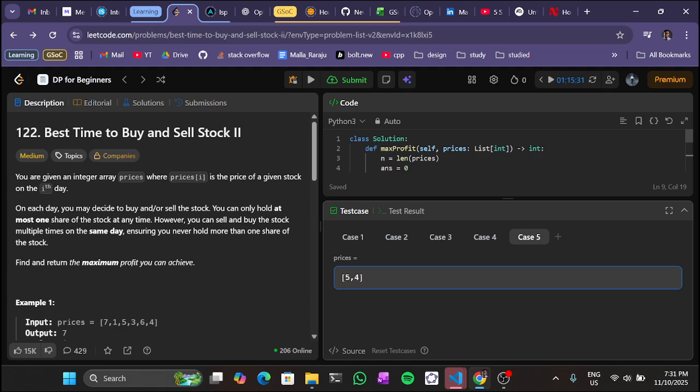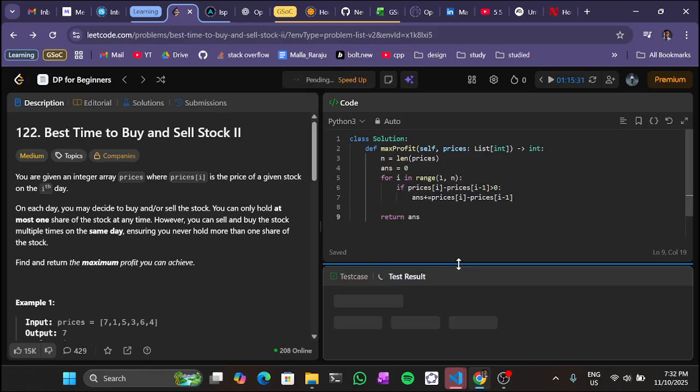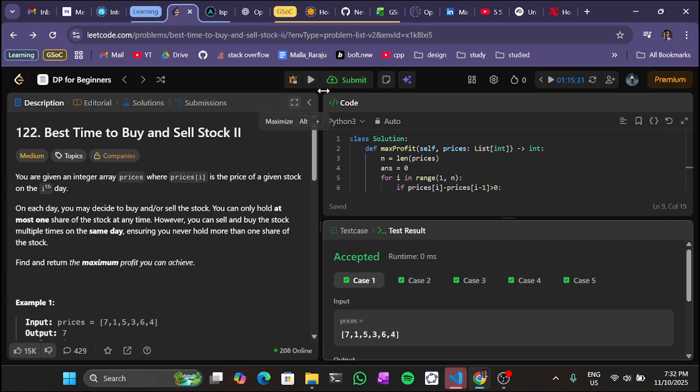Five, four, 3, 10. If I choose 3 and 10, well, this is working perfectly. Let's try submitting this one first.